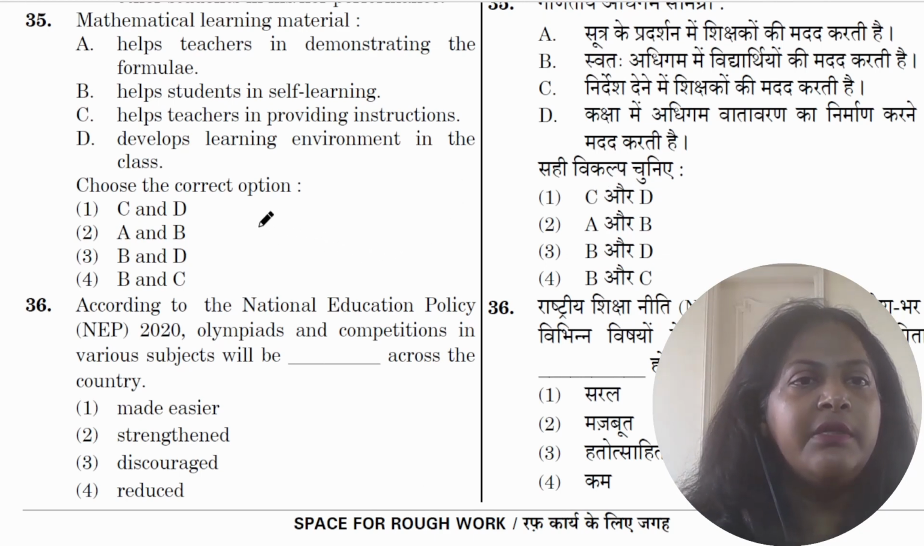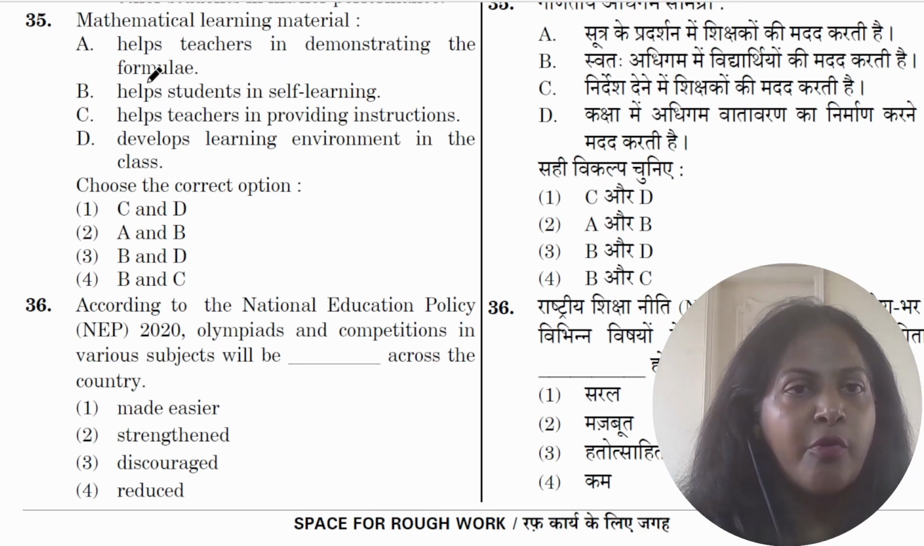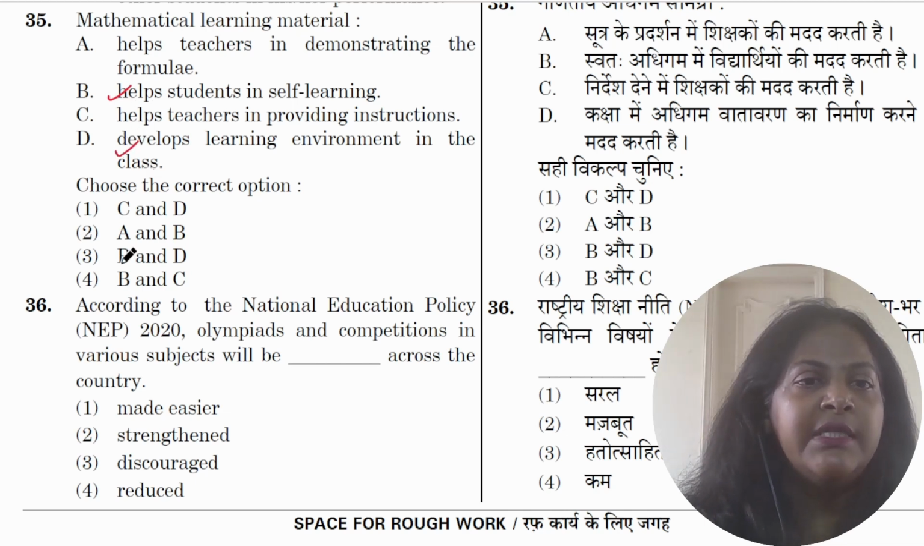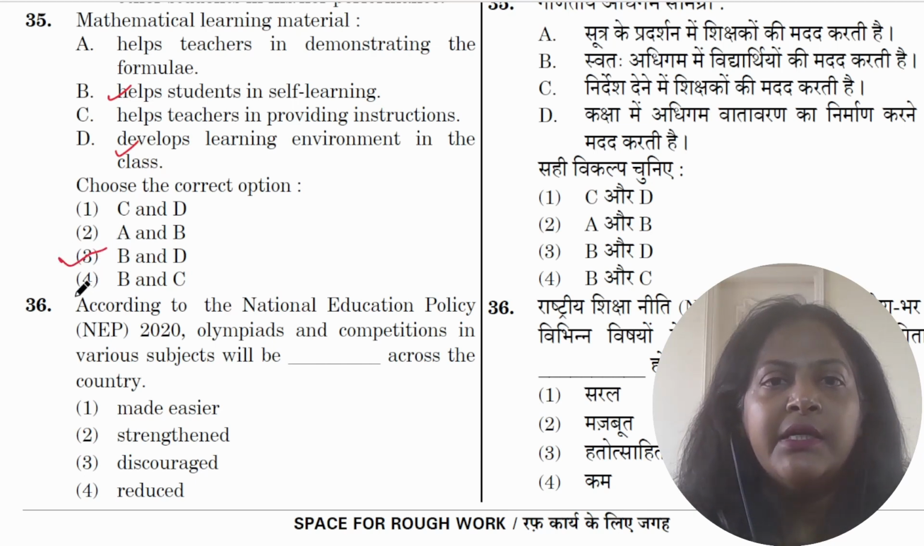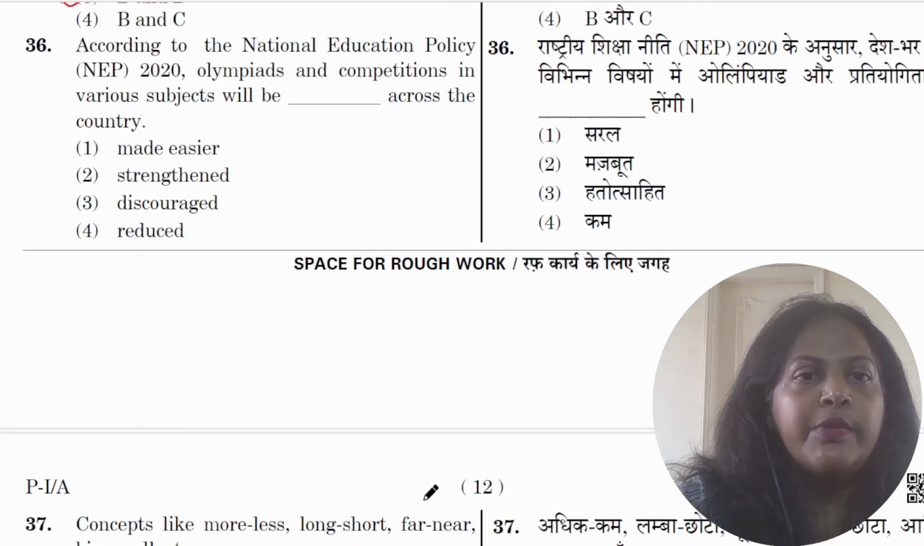Mathematical learning material helps teachers in demonstrating the formulae. Okay, helps students in self-learning. Yes, it does. Helps teachers in providing instructions. No, it develops learning environment in the class. So B and D would be the correct options. This is what mathematical learning materials do. Go on to question 36.